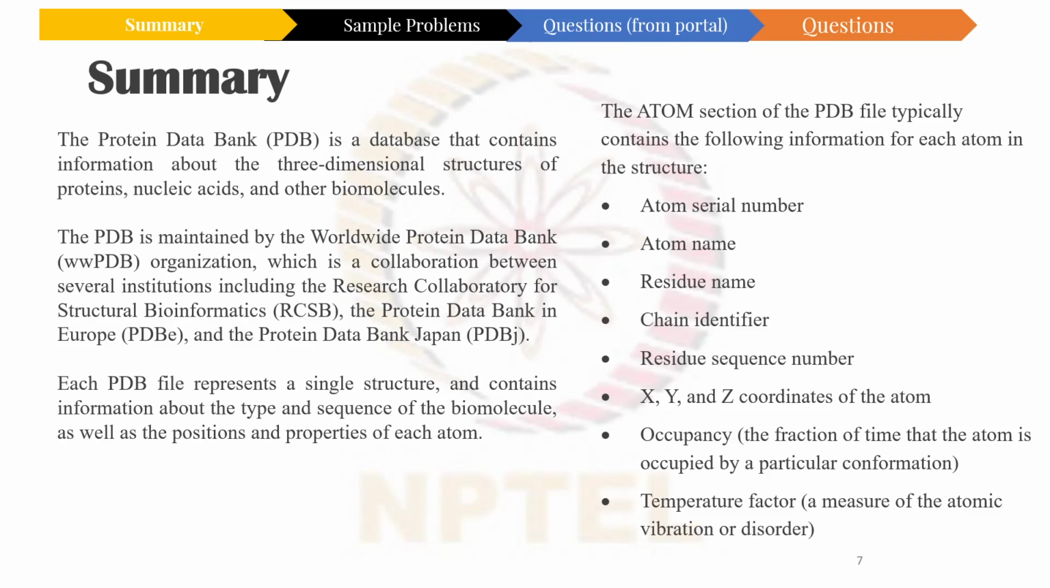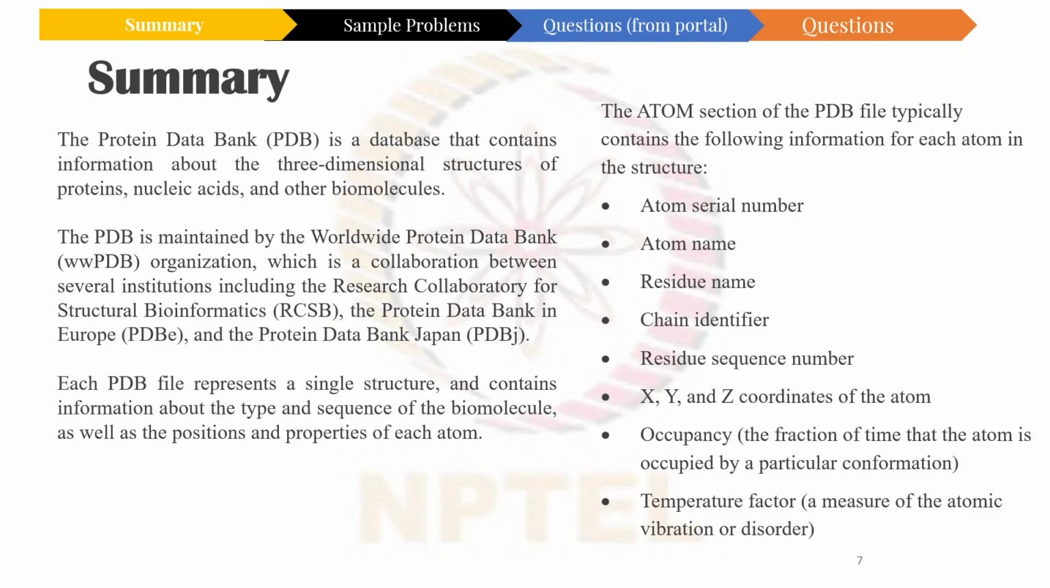The format of a PDB file is divided into several sections, including a header section which contains a brief description of the structure, the atom section which contains information about the atomic coordinates and properties of each atom, and the connect section which contains information about the connectivity between atoms in the structure.